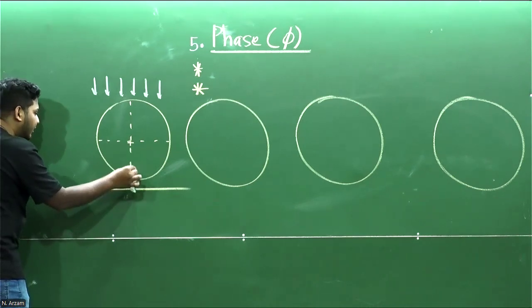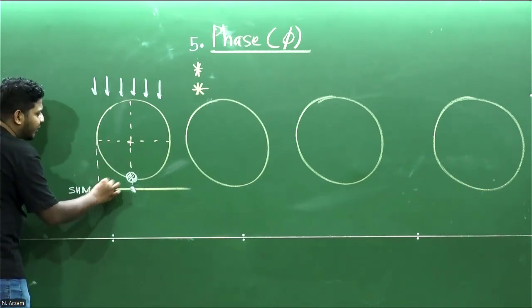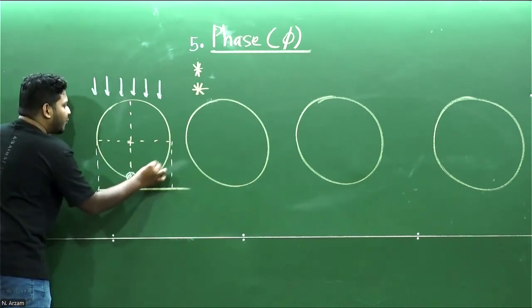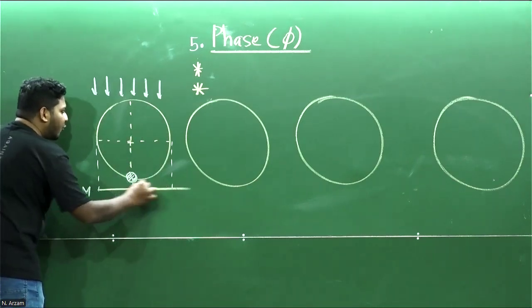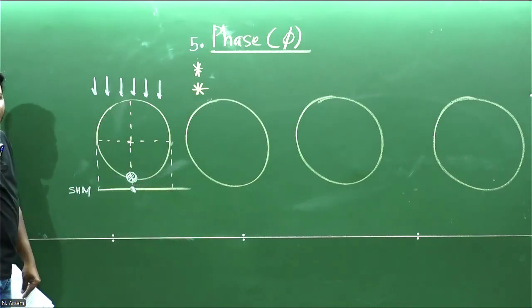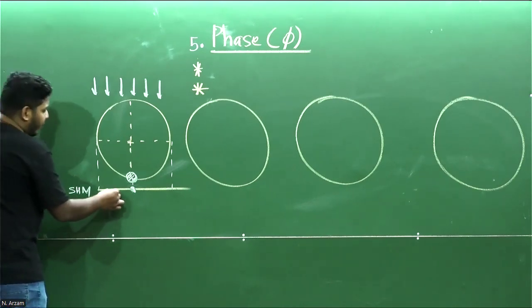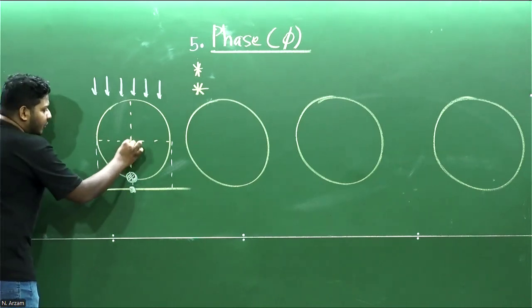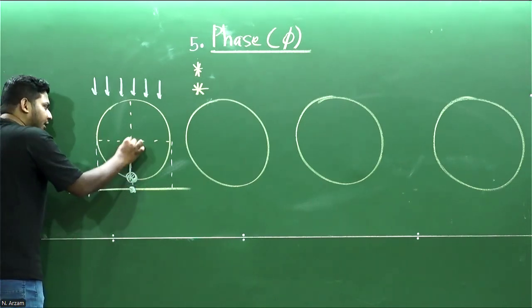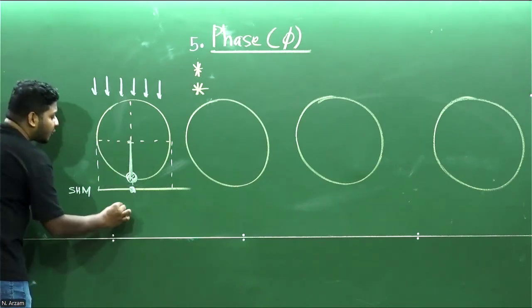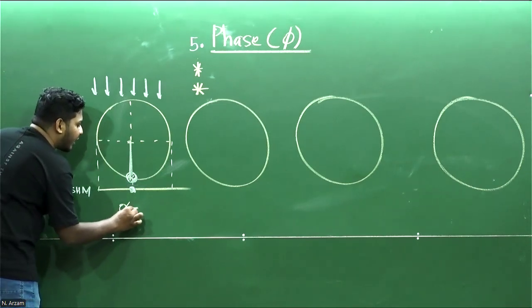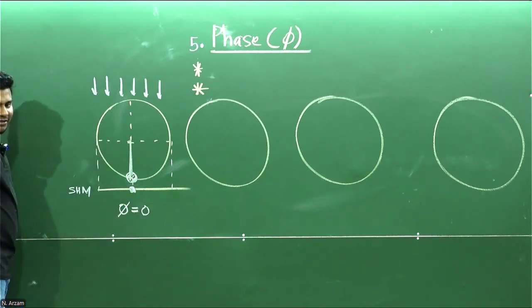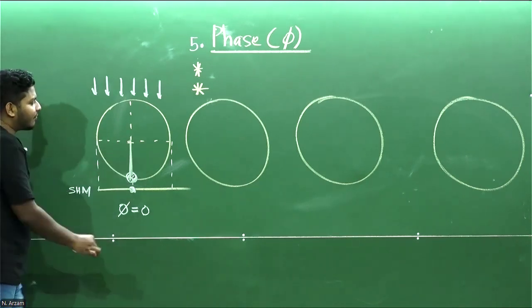The object is now in simple harmonic motion between these two amplitudes, moving like this. I clearly explained this in the first video. So this is simple harmonic motion and the object is now here. It has still not rotated. So the phase of this simple harmonic motion here is 0, guys.